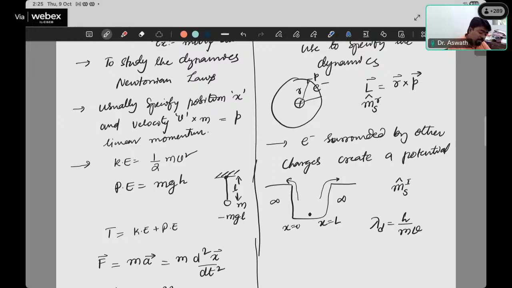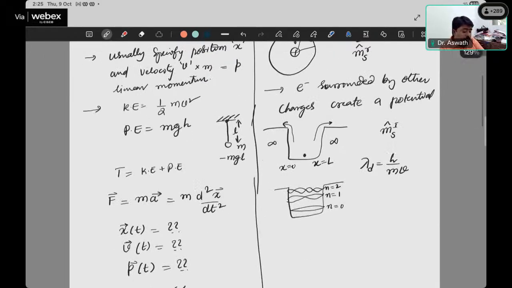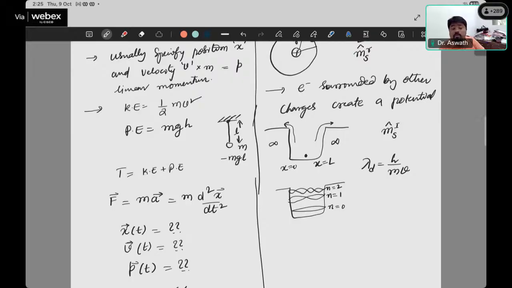The moment it shows a wave nature, I may have inside the potential well a wave like this, a 2D wave, a standing pattern. Also, it can have a wave like this. Also it can have a wave like this. I would call this a wave with the orbit number n equal to 0, this is n equal to 1, this is n equal to 2, and so on. These are different wave natures, which can exist with different energies. So the electron which I put inside shows a wave nature.